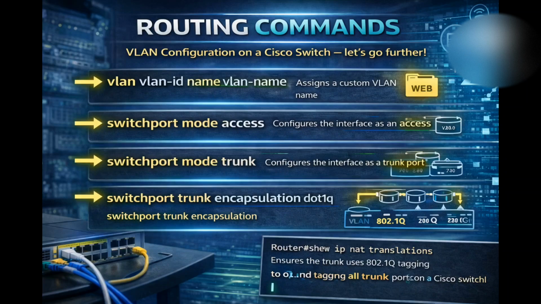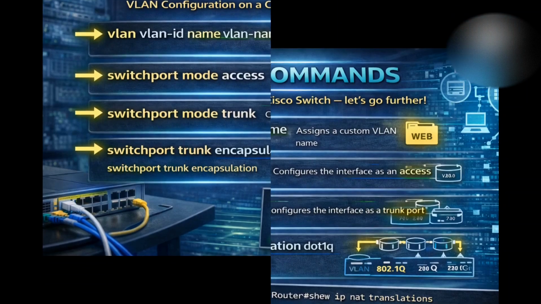And finally, switchport trunk encapsulation dot1q. This command ensures the trunk uses 802.1Q tagging for VLAN identification. And that's how you fully configure access and trunk ports on a Cisco switch.